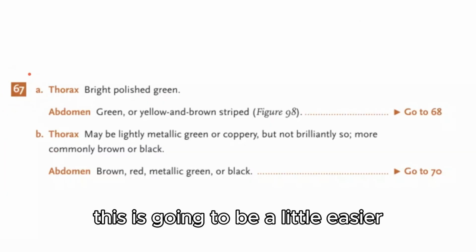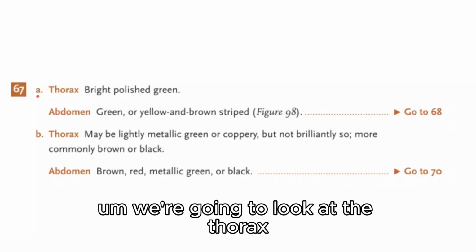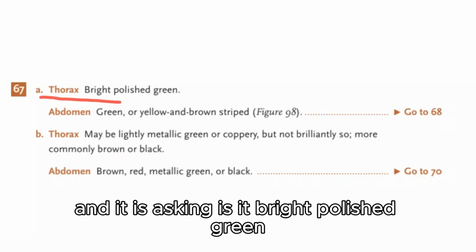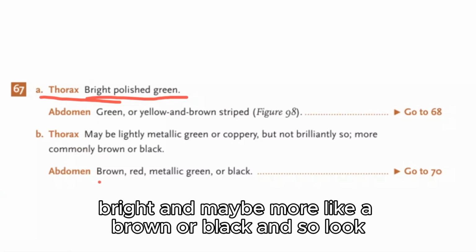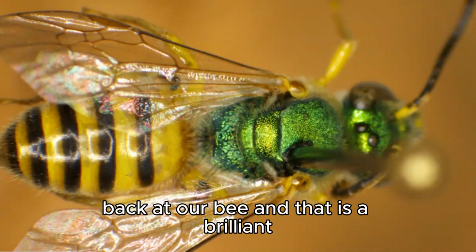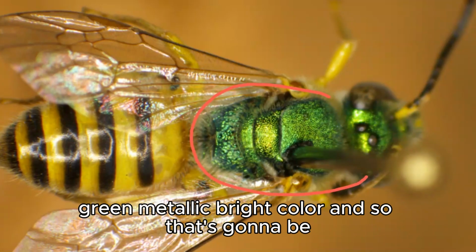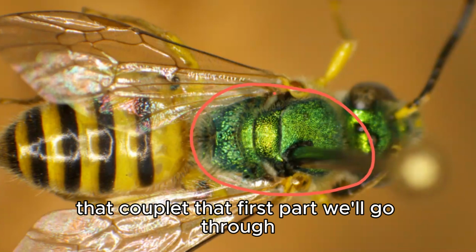This is going to be a little easier. We're going to look at the thorax, and it is asking, is it bright polished green, or is it green but not really bright, and maybe more like a brown or a black. And so we'll look back at our bee, and that is a brilliant green metallic bright color. And so that's going to be that couplet, that first part we'll go through.